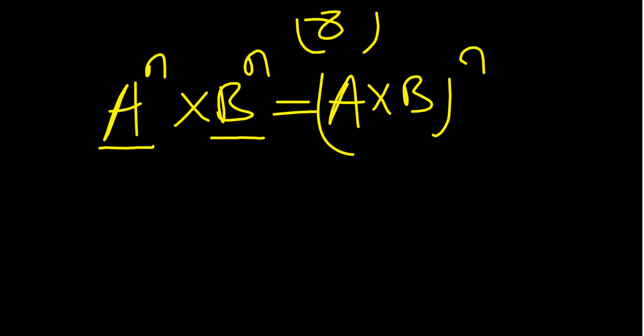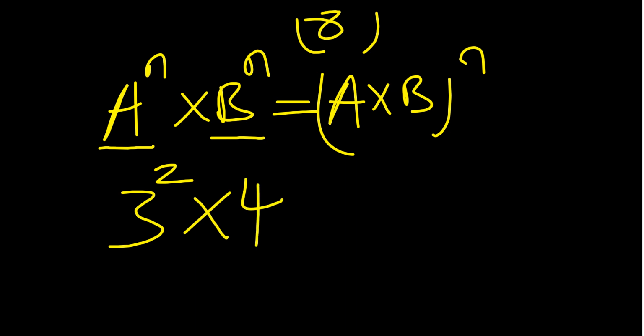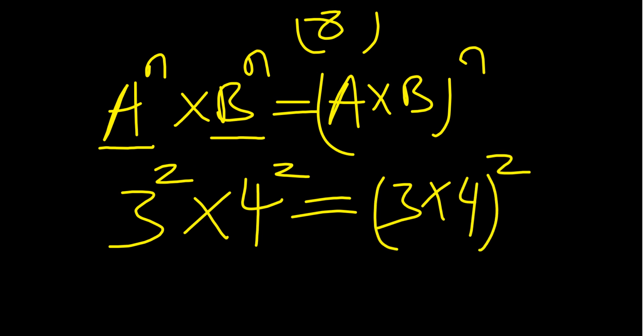Maybe we can just try to solve it with numbers so that you can get a clearer understanding of what we're saying. We say 3 raised to power 2 multiplied by 4 raised to power 2. This means 3 times 4 raised to power 2. So this is equal to 12 raised to power 2, which is equal to 144.